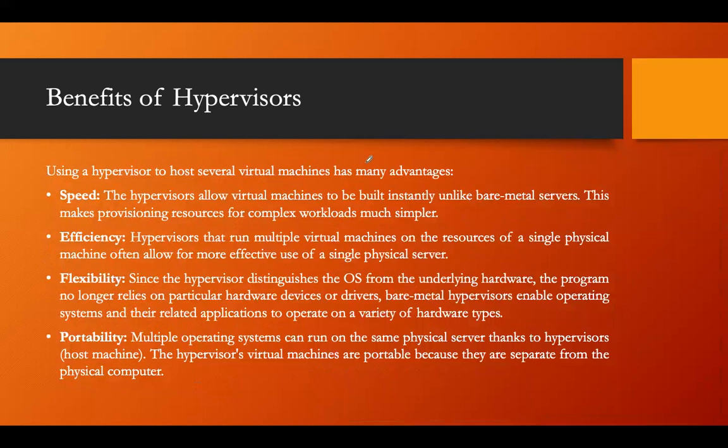Now, what is the benefit of the hypervisor? Those benefits we have seen, why we use the hypervisor, right? But still, through the bullet points, let's understand what the different benefits of the hypervisor are. So the first benefit of the hypervisor is speed.